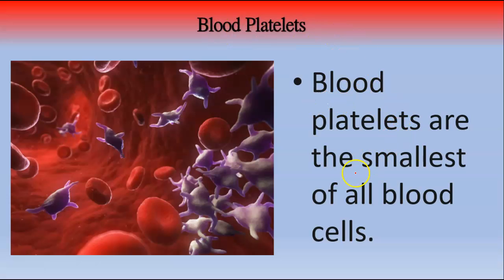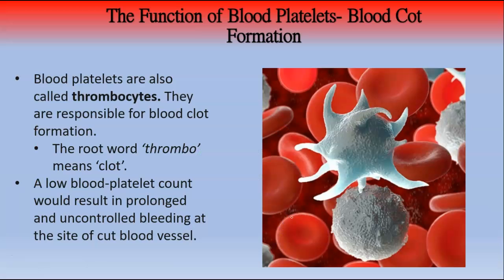They are the smallest of all the blood cells. Okay, so these purple cells here, these are platelets. Notice the spikes in the membrane. Okay, now blood platelets are important in blood clot formation. Right, this should be CLOT. Take note of that, blood clot formation.